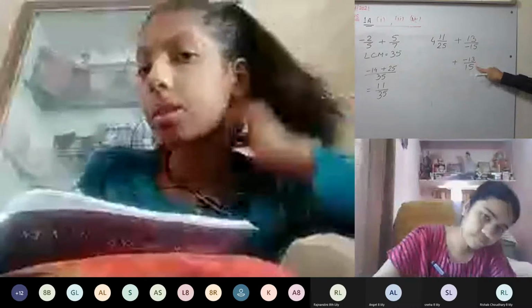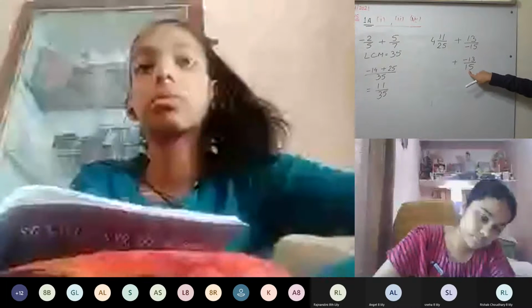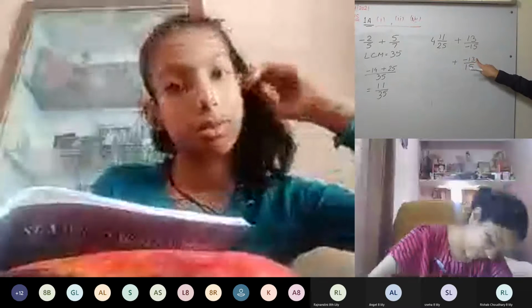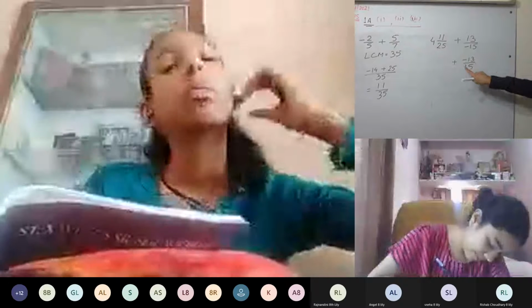So always make it standard. That is, whenever a negative sign comes with the denominator, pass it to the numerator. Minus 13 upon 5, we can write.